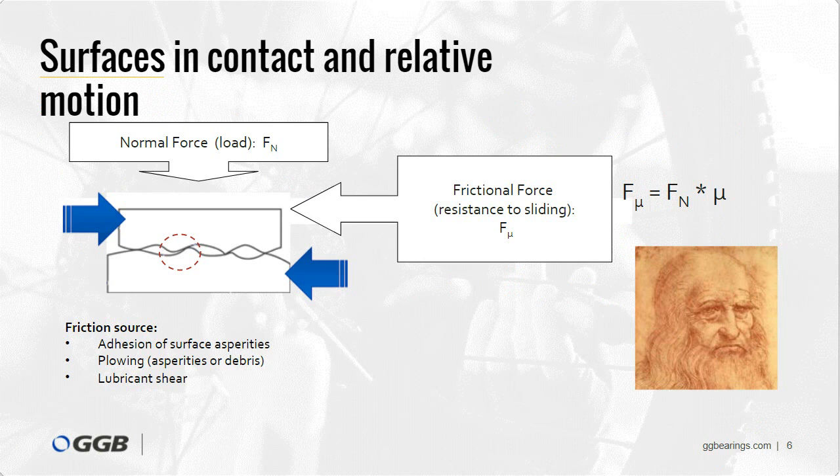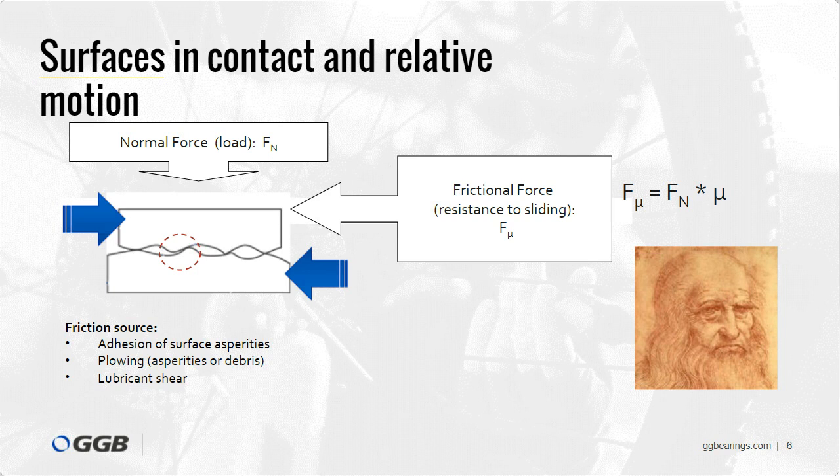Well, let's talk about surfaces in contact and relative motion for a minute. And this picture down in the bottom right, that's good old Leonardo da Vinci, who came up with the friction coefficient. And just above Leonardo, we've got the formula for the friction coefficient. The force of friction equals the normal force times the friction coefficient. And of course, our schematic here on the left shows two bodies in relative motion. This red circle indicates the point of contact, the asperities in contact, and then the normal force pushing these two things together.